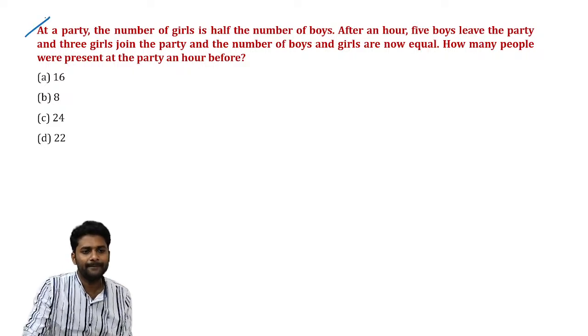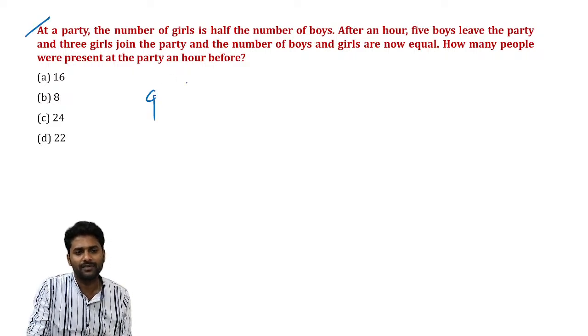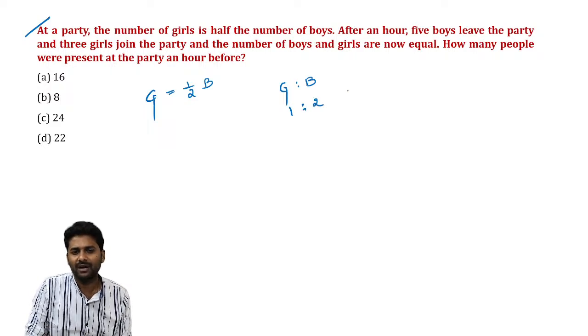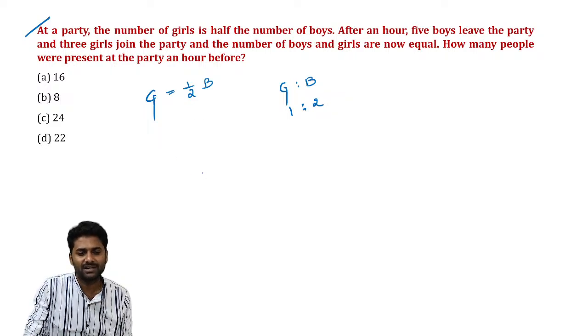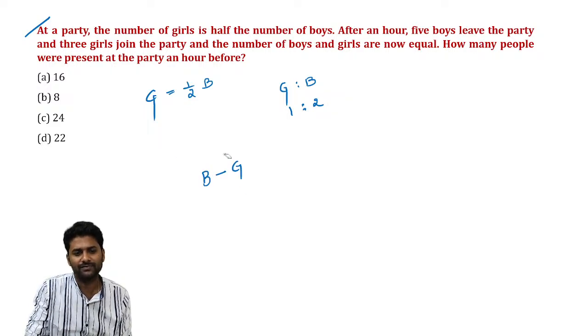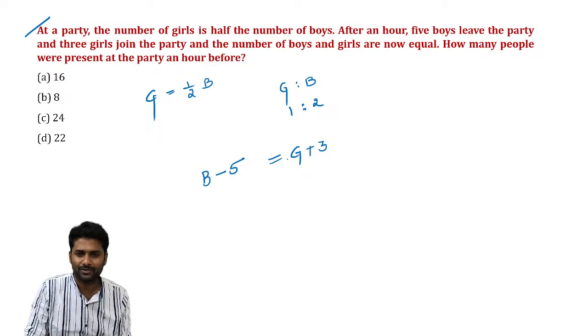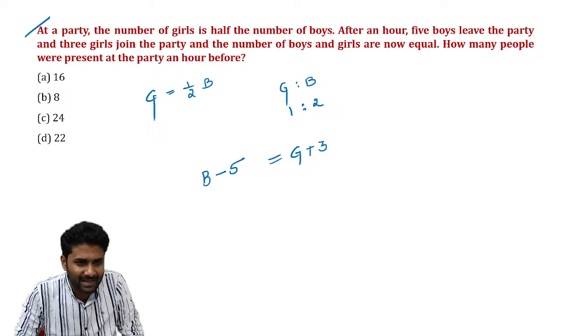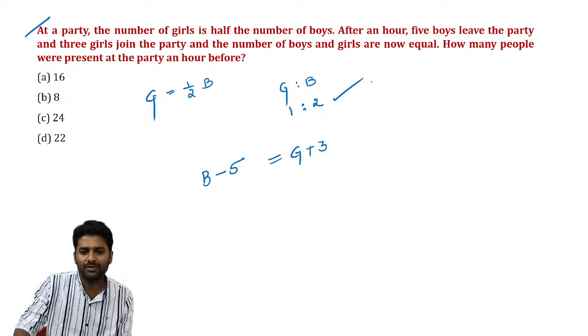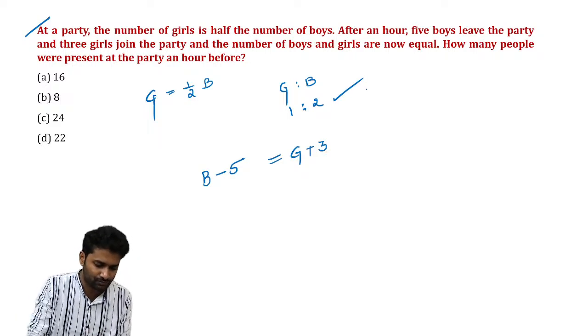Now see, at a party, the number of girls is half of the number of boys. The ratio between girls and boys is 1 is to 2. After 5 boys leave and 3 girls join, the number of boys and girls becomes equal. Then how many were present at the party before? The ratio before must be 1 is to 2.